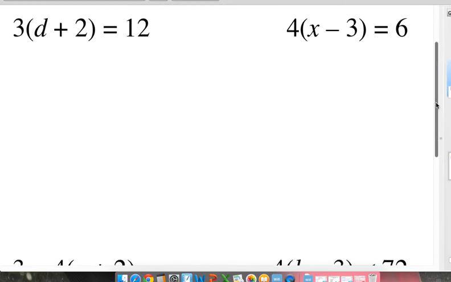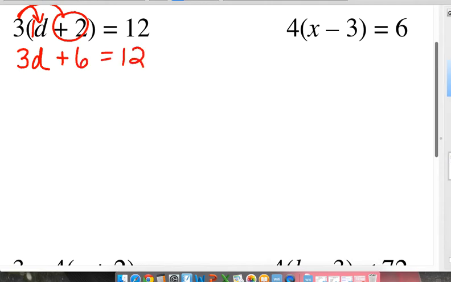All right, I'm looking at the top left here, it says 3 times the quantity d plus 2 equals 12. So this is an equation, right? It has an equal sign, and I see right off the bat there's distributive property. I'm going to take the 3 times the 1d, that gives me 3d, and 3 times the positive 2 gives me a positive 6 equals 12.